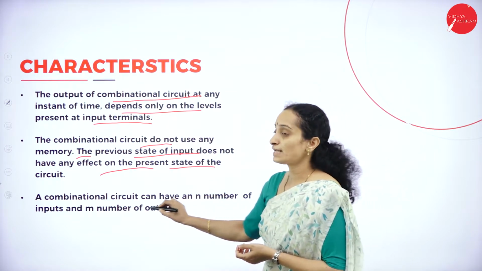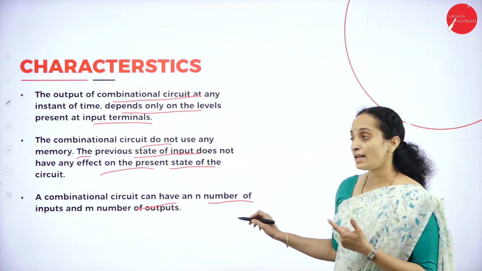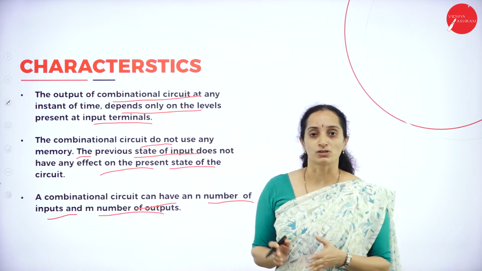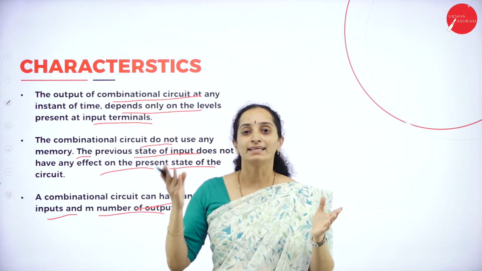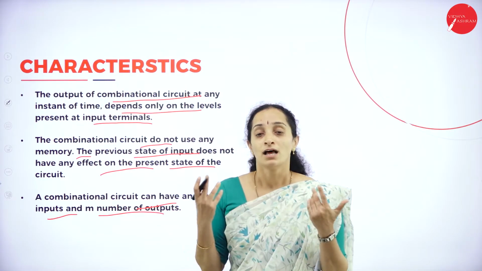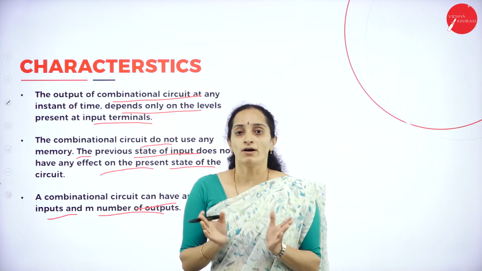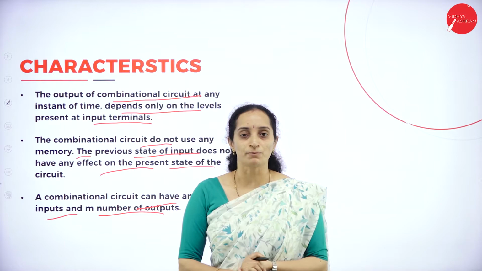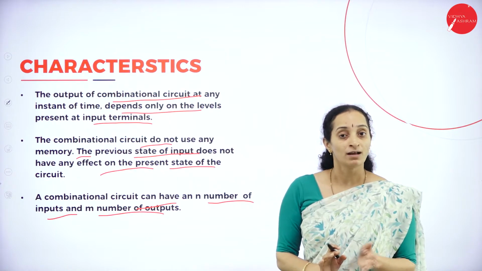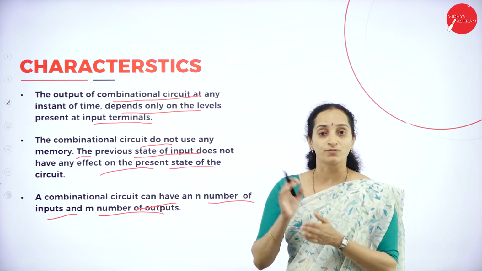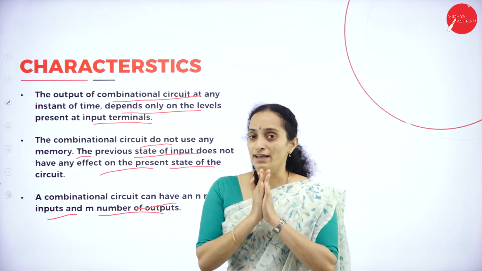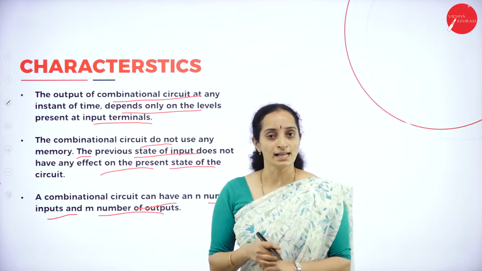Alright. The combinational circuit can have n number of inputs and m number of outputs, or m number of inputs and n number of outputs. The meaning of that is, they are neither proportional nor inversely proportional. They are not related at all. You may have any number of inputs and you may get some other number of outputs. So there is no relationship between how much input we get and how much output we have to get. The number of outputs and inputs may differ in each of the combinational circuits.